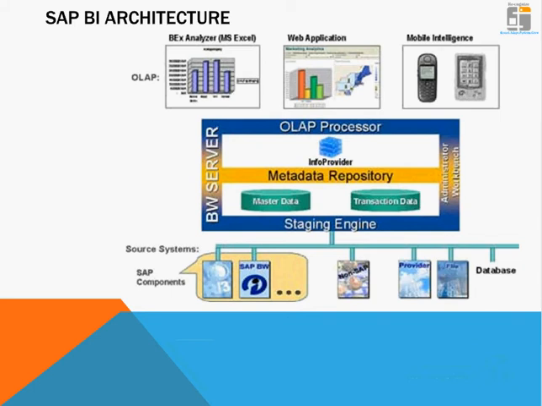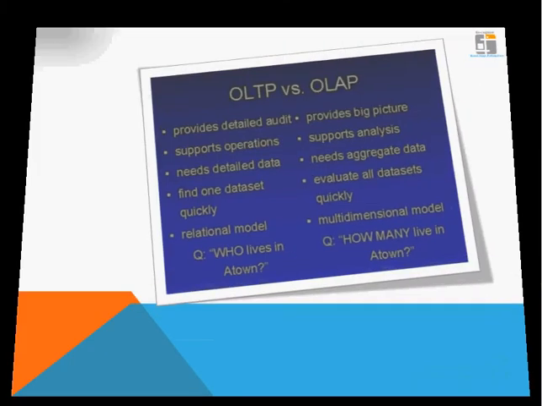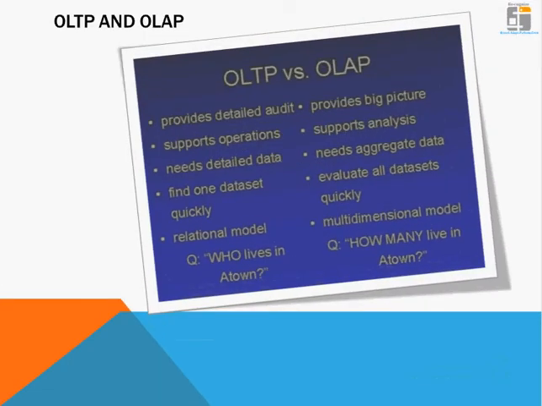So what is OLAP and OLTP? As you can see, one is transaction-based, while the other one is analysis of the historical data to find out some meaningful trends. OLTP is a relational model and it supports operations in real time. OLAP, on the other hand, provides a big picture perspective and evaluates or analyzes data using a multi-dimensional model.